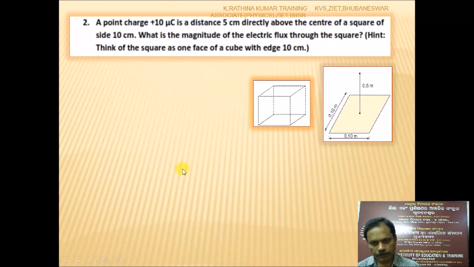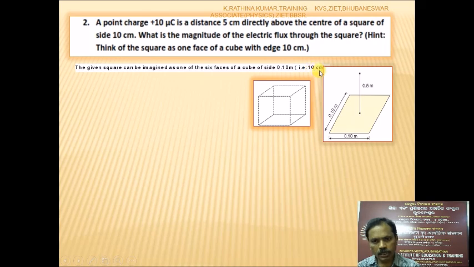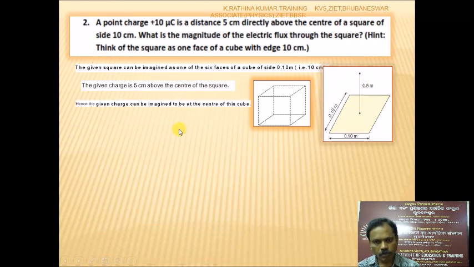So facing towards up, the given square can be imagined as one of the 6 faces of a cube of side 0.1 meter, that is 10 centimeter. The given charge is 5 centimeter above the center of the square. 0.5 means 5 centimeter. Hence the given charge can be imagined to be at the center of the cube. The electric flux due to charge Q is Q by epsilon naught. The equation for the electric flux is Q by epsilon naught.